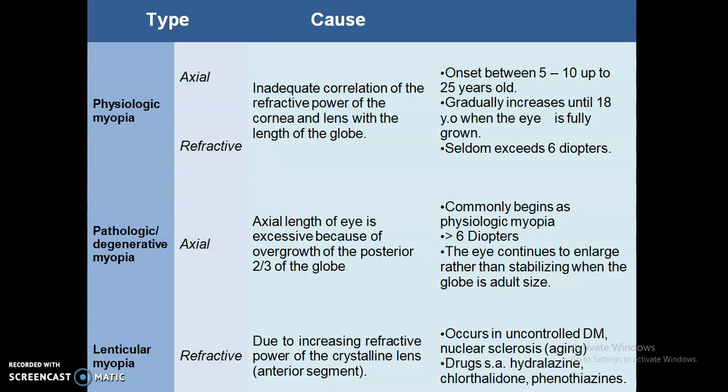Then the lenticular type, that is refractive, is due to increased refractive power of the crystalline lens or the anterior segment. It occurs in uncontrolled diabetes, nuclear sclerosis, or aging, and with drugs such as hydralazine, chlorothiazide, or the phenothiazines. These are the main types and the leading causes for the different types of myopia.